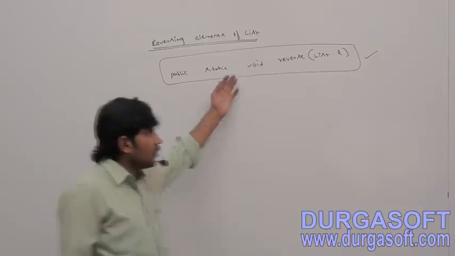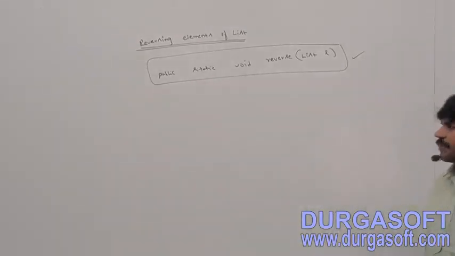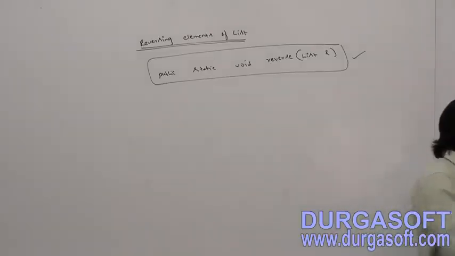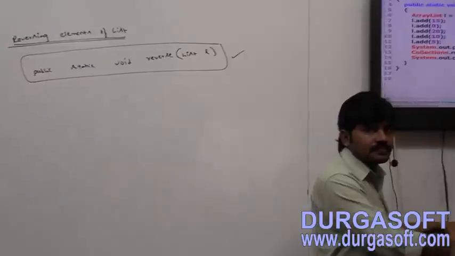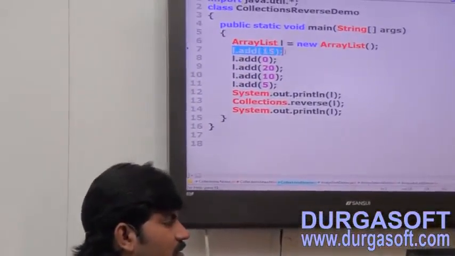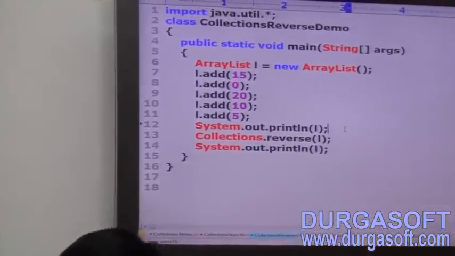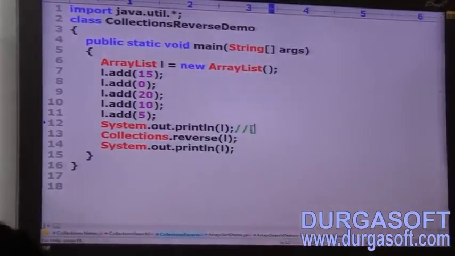Okay, take this method: public static void reverse of list L. Better to take it within the box. And just observe. Let me go for a simple example. Here, L dot add of 15, 0, 20, 10, 5. SOP of L. Can you tell what the answer is now?